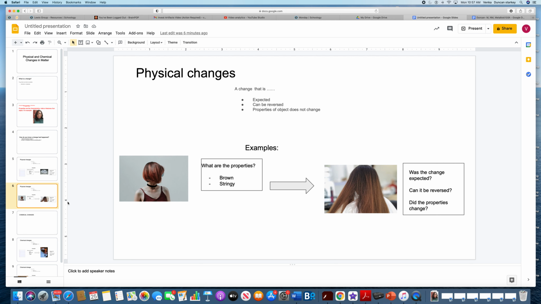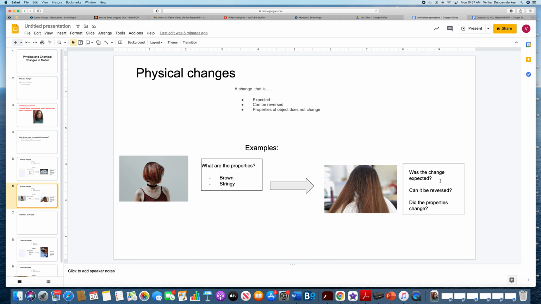Another example is when you cut your hair. On the left, we have a short brown haircut. The properties are the hair is brown, it's stringy. Now we have on the right, eventually, when you cut your hair, we know that it's eventually going to grow back.